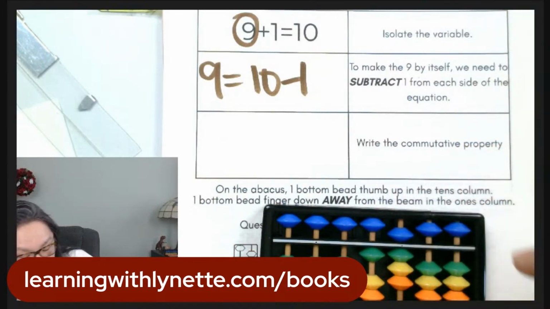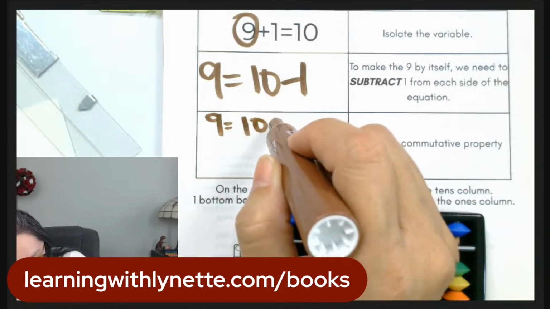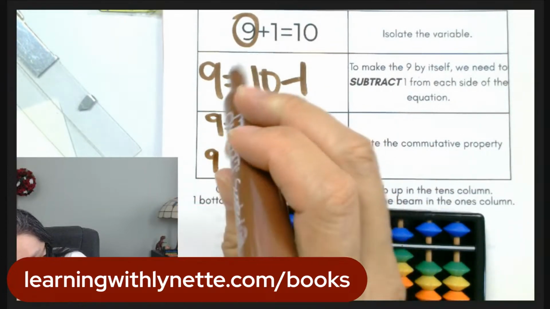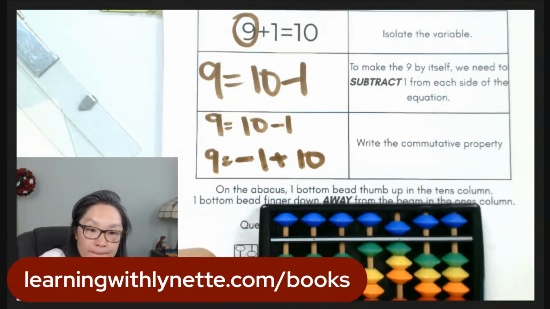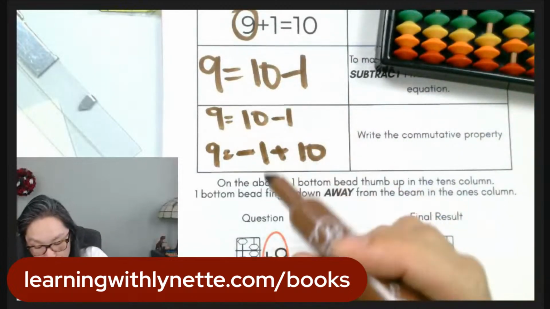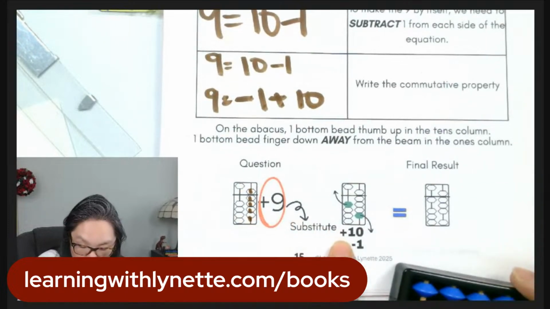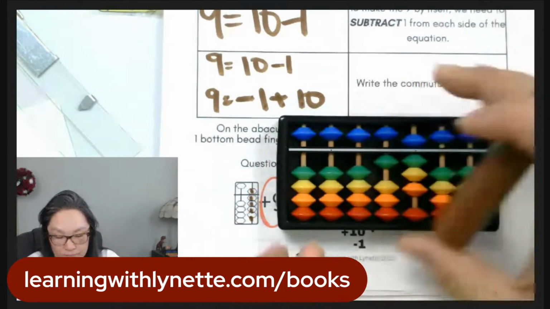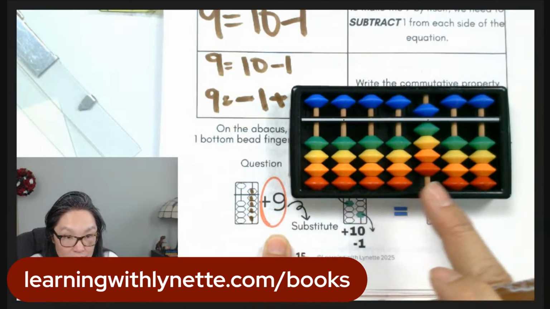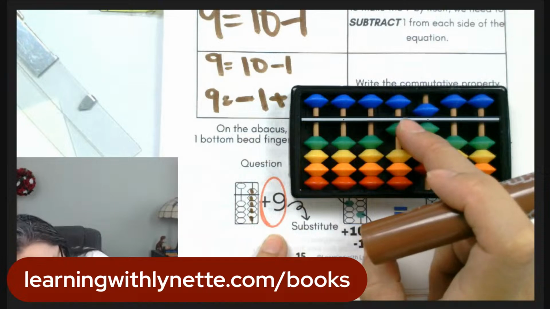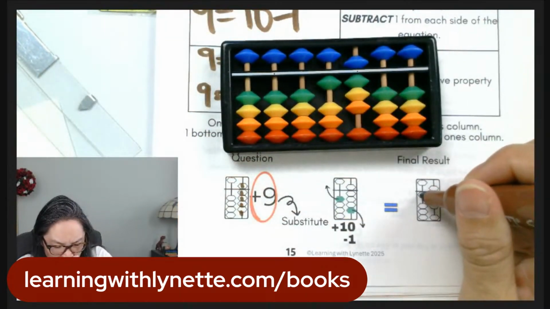This is why rewriting the commutative property would be good. Because when we get to bigger numbers, we need to know that we need to be flexible. So 9 is equal to minus the 1 plus the 10. And so if we did it again, we have 9, we have 5, 6, 7, 8, 9. We add the 9 and then we substitute plus the 10 minus the 1. So if I had 9, I'm going to plus the 9 is equal to plus the 10 minus the 1. Plus the 1 and then minus the 1. So my final answer is 18.